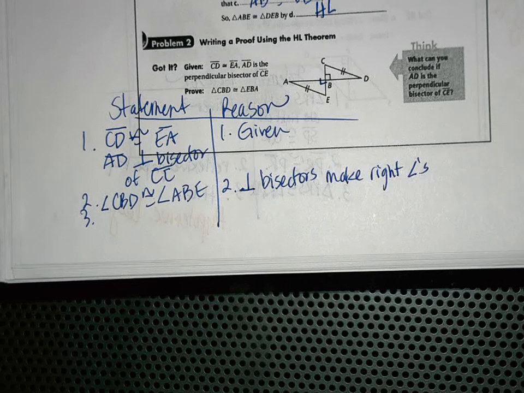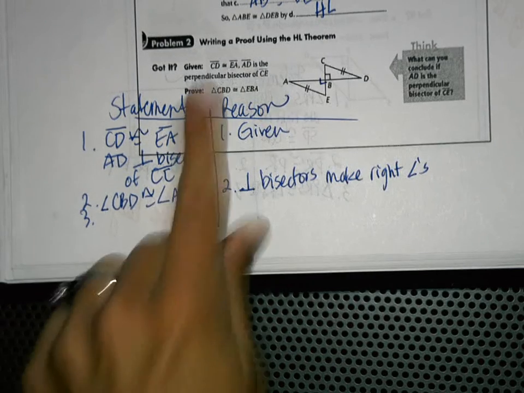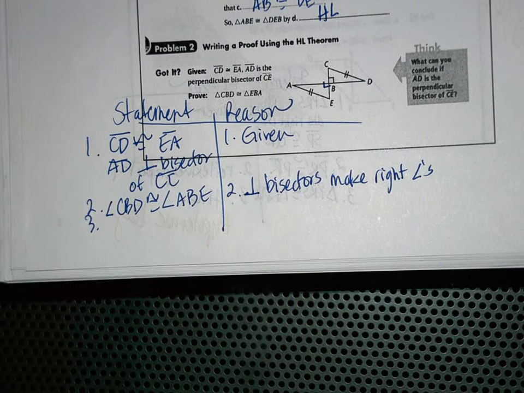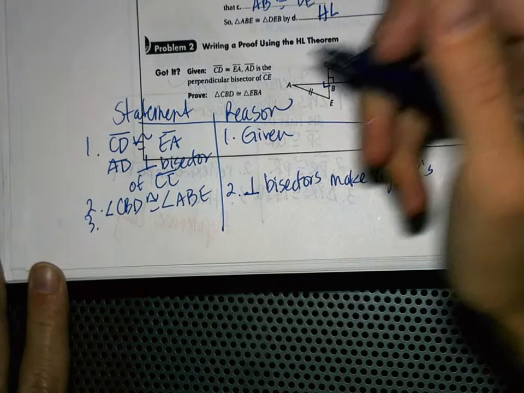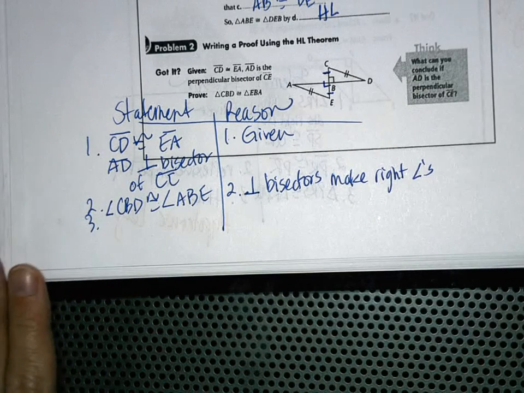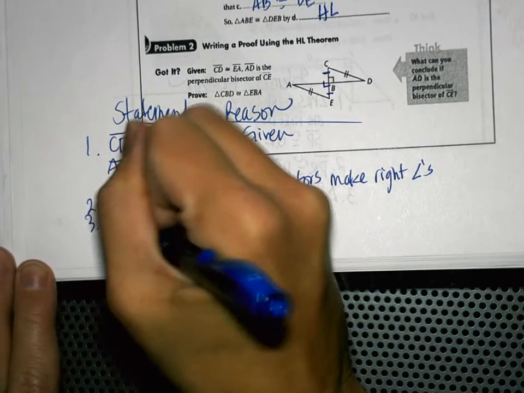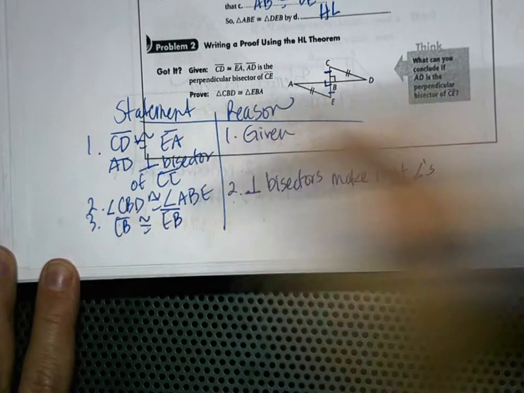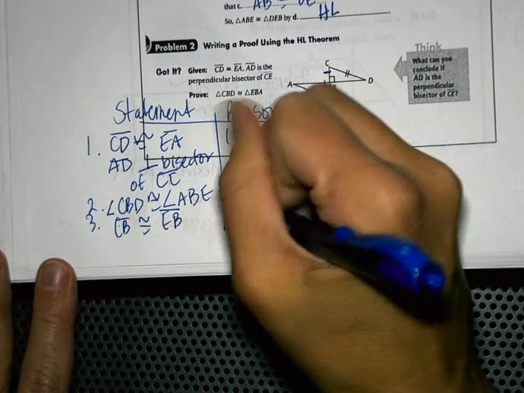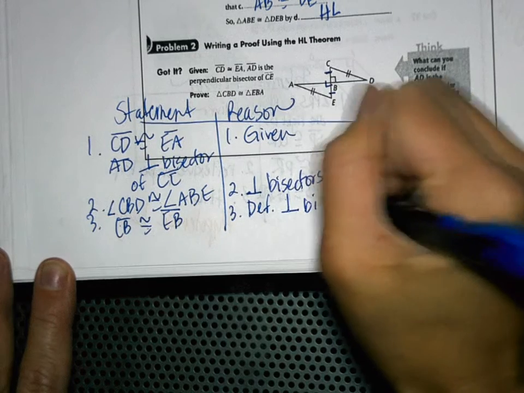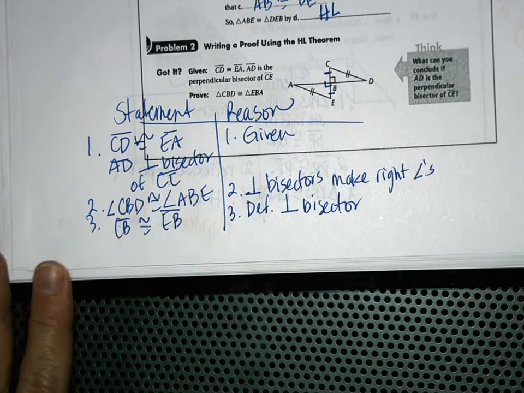Okay, then what did it say? AD, this line, is the perpendicular bisector of CE. So what does that do to CE? It means it cuts it directly in half. So this is equal to this. How will I state that? Good. So CB is congruent to EB, and that would be by definition of perpendicular bisector. Do I have enough information now?